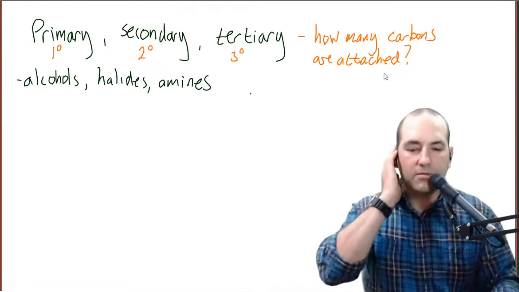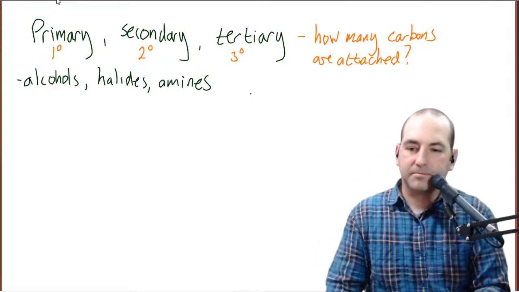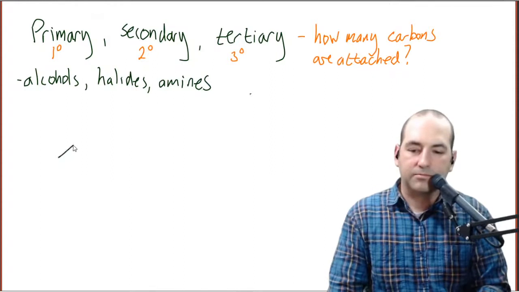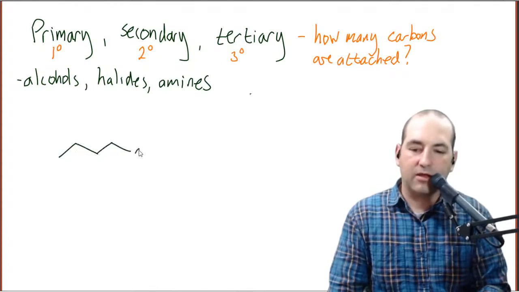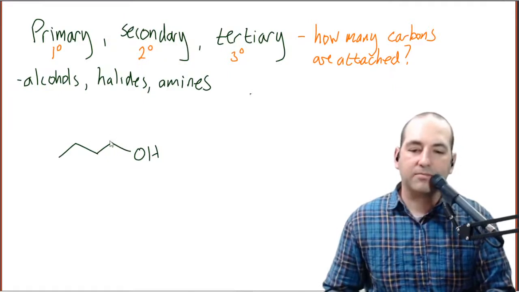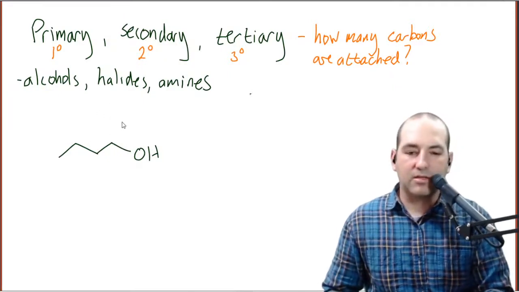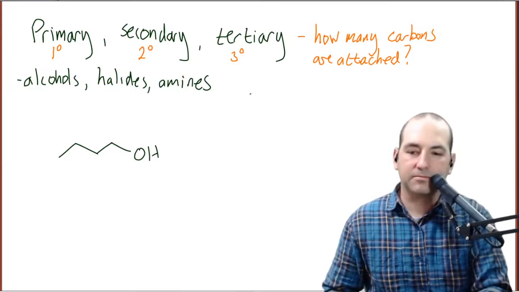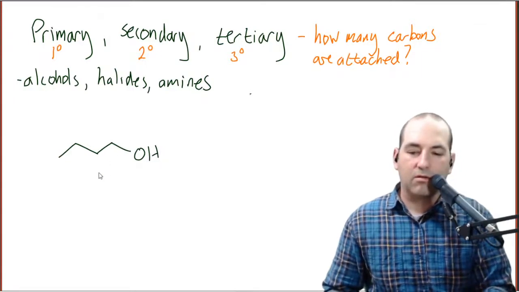So let me show you what I mean by that. If we take a molecule like this, this alcohol is connected to a carbon that has only one other carbon connected to it. So I'm going to circle that.